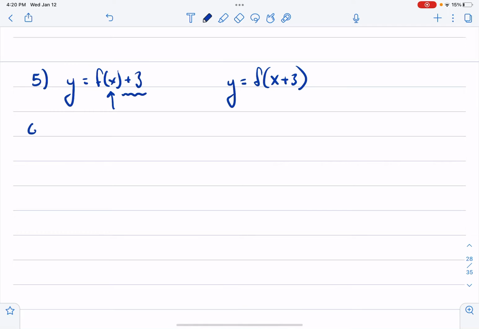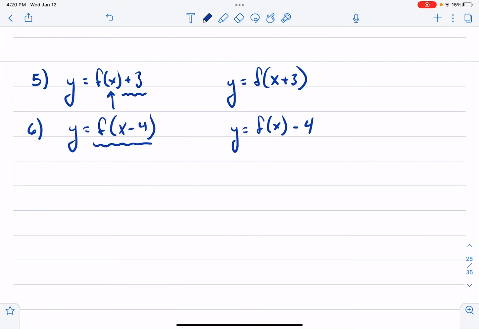Okay? Number 6, almost the identical problem, except they switched around. They said f of x minus 4, and then y equals f of x minus 4. On this first one, because it's on the inside, that's going to adjust it right and left. And so put that minus 4 there. It's going to scoot it over to the right in the positive direction 4 units. With this second one, having that minus 4 on the tail end, we just know that we're going to drop the whole thing vertically 4 units.